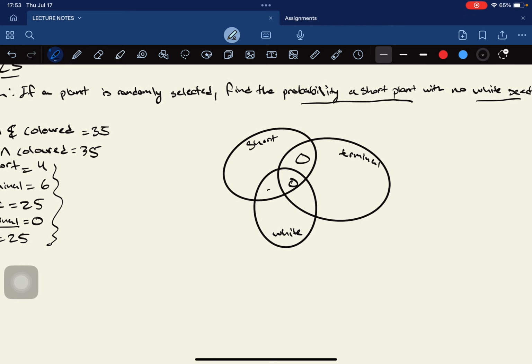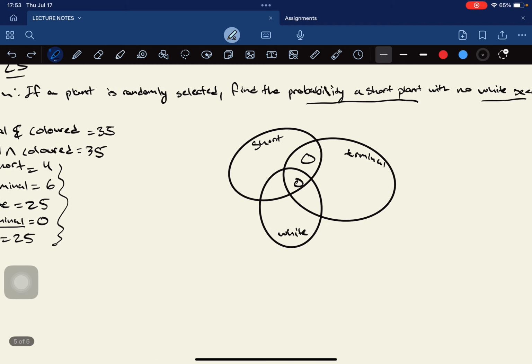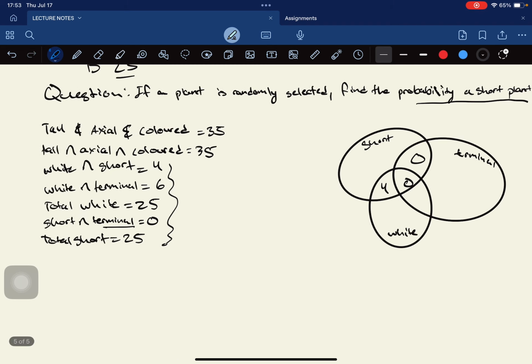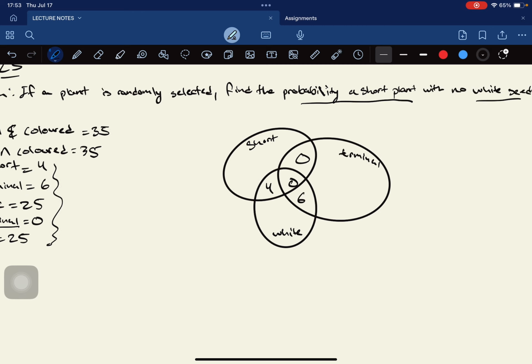Now we still gotta find these two. So that would be what's short and white. So short and white, right here, that would be 4, right? So 4 would go here. And white and terminal, that would be 6, right? So 6 would go here, right?